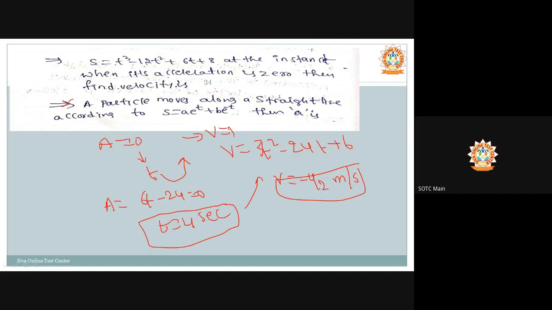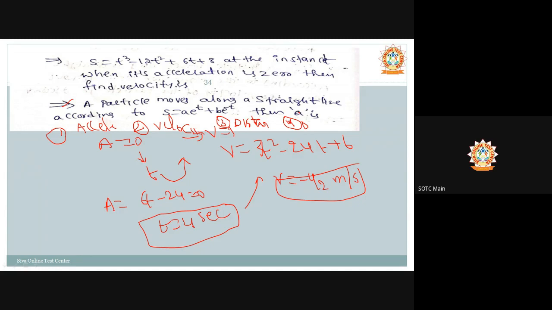A particle moves along a straight line according to s is equal to a e power t plus b e power minus t. Then a is acceleration is a and acceleration ma. So try to write down the options here. First option is acceleration only. Second option is velocity. Third option is distance. Fourth option is 0. Distance. Tell me. Very good.